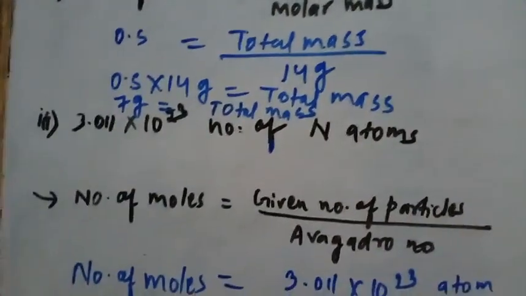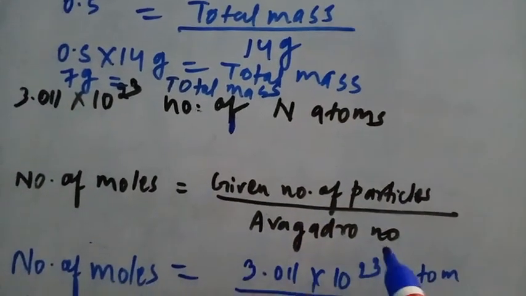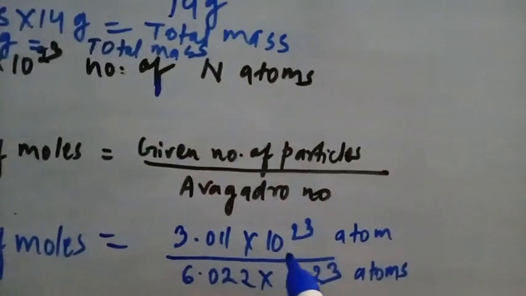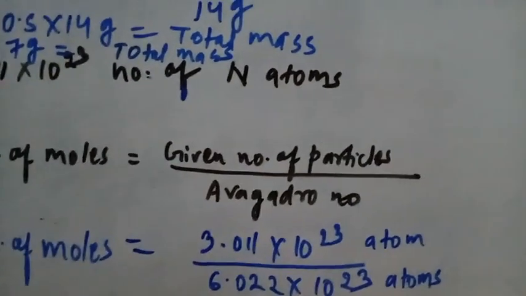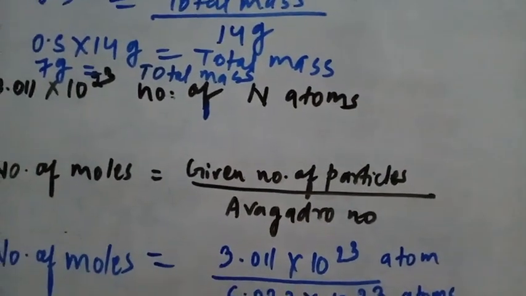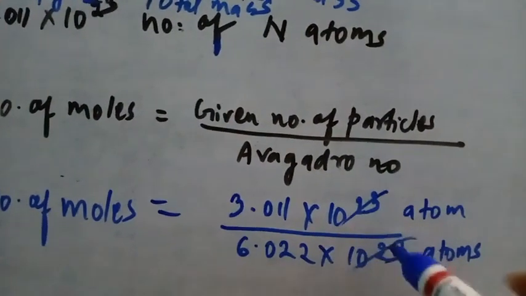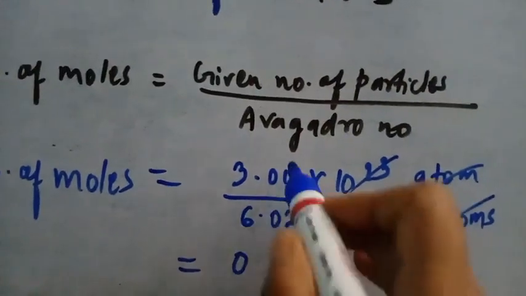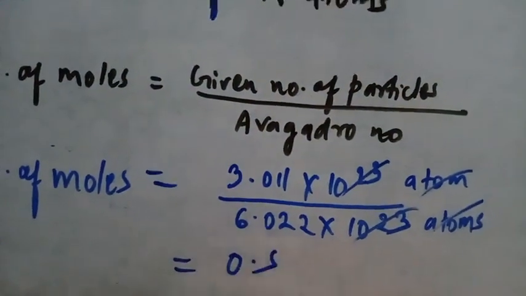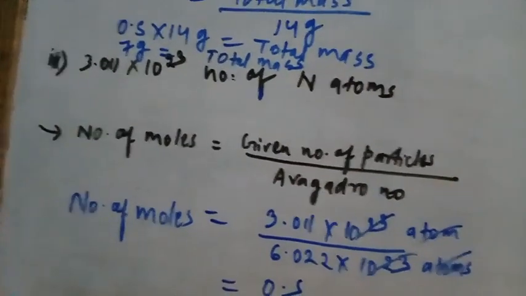Which is asked in the question. So number of moles is equal to given number of particles by Avogadro number, and given number of particles is how much? 3.011 into 10 to the power 23 atoms, divided by Avogadro number, which is 6.022 into 10 to the power 23 atoms. So how much will we get? We will solve this and get 0.5. So number of moles we got is 0.5.